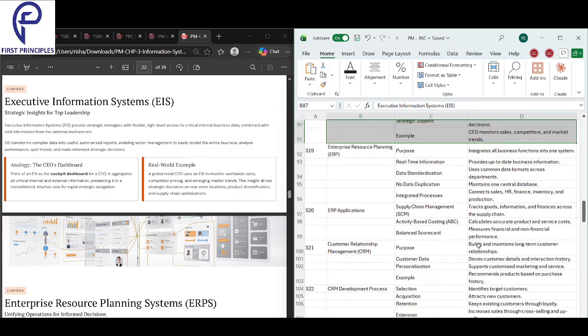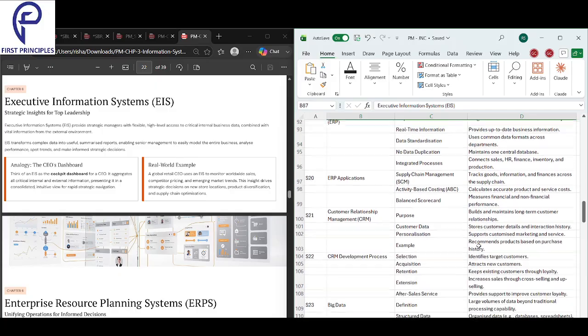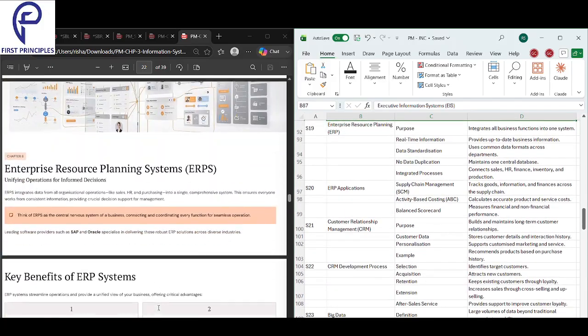Okay, so this is the executive information system used by top level management, and the main objective is to use that data and make strategic decisions. They don't want detailed information, they want just crisp, summarized information, and they want to use that to make decisions. Okay, that is our executive information system.